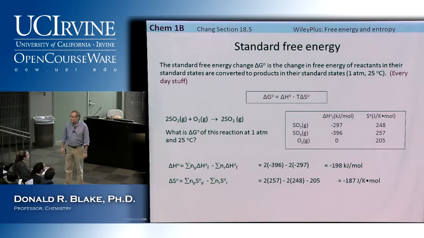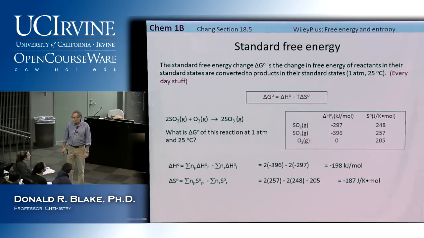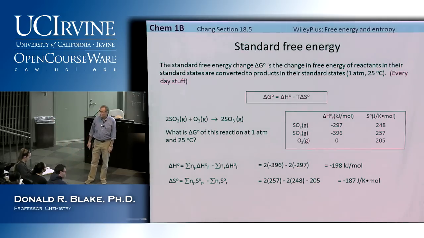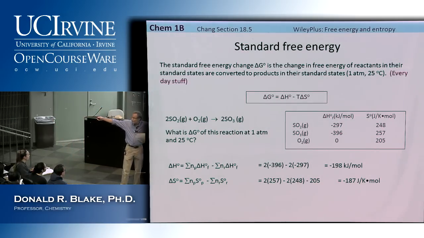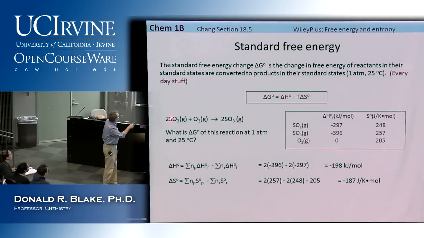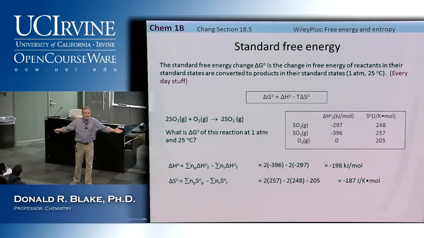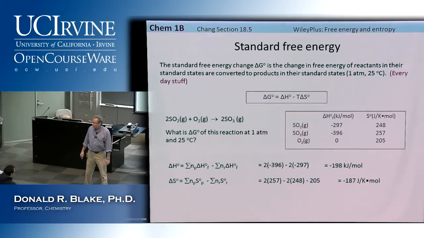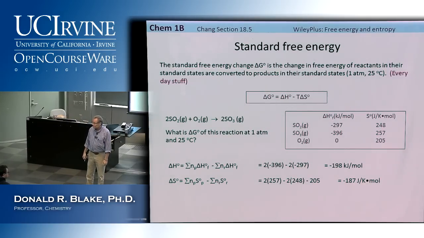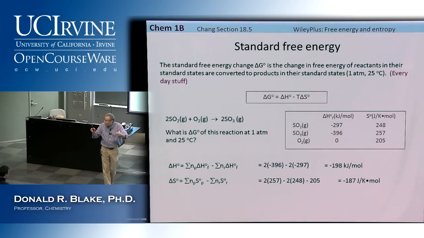Why should it be minus? Why do you have a problem with that? It can be positive or negative. Delta S, okay. I told you it was going to be negative. Look at this: we went from three molecules to two. I predicted it would be a negative delta S, because this has more order than this.